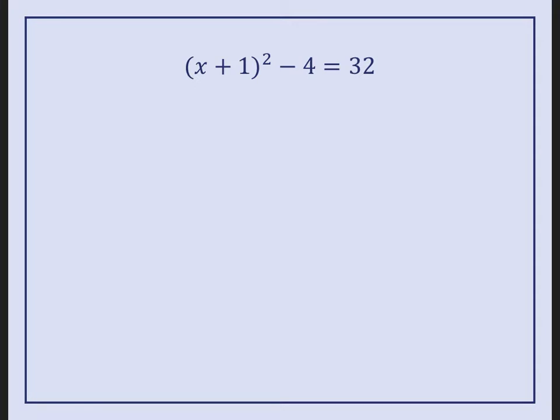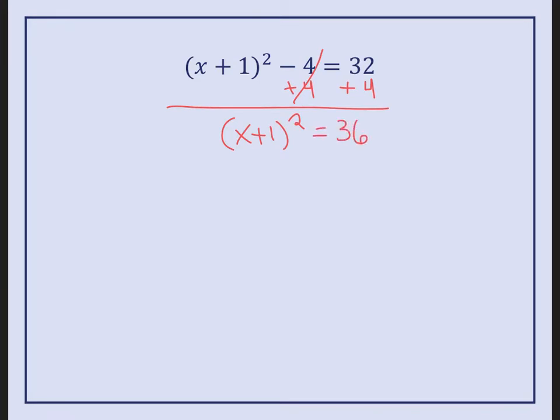So our first step here is to move the 4 to the other side. So I want to add 4 to both sides. Negative 4 plus 4 becomes 0. I'm left with x plus 1 squared equals 36.